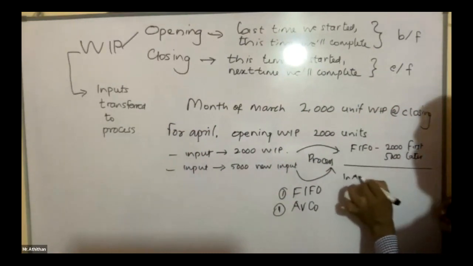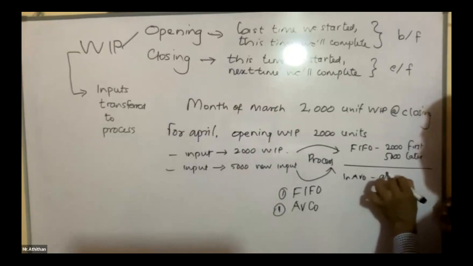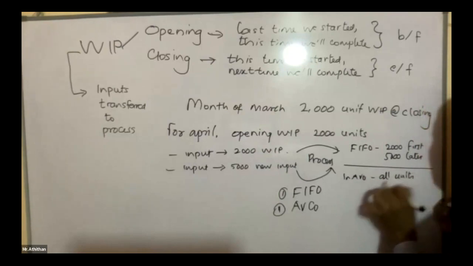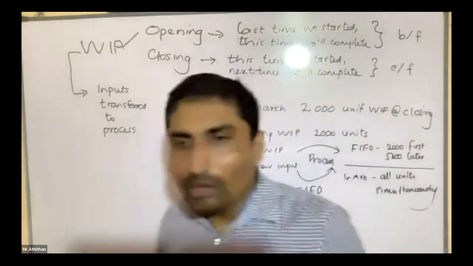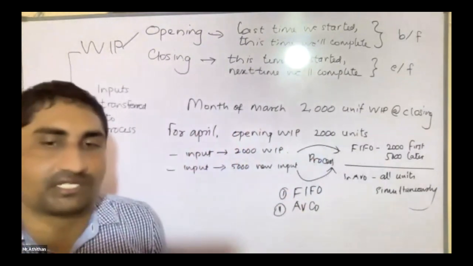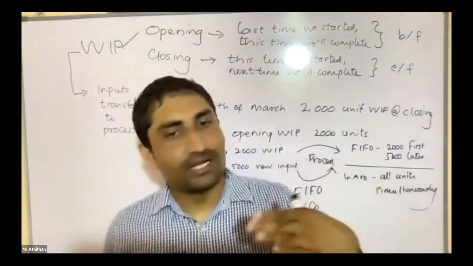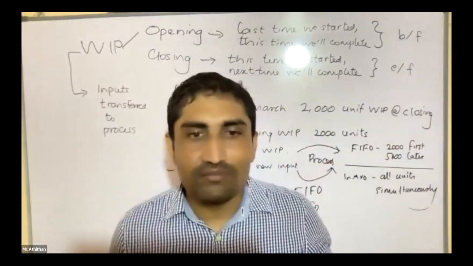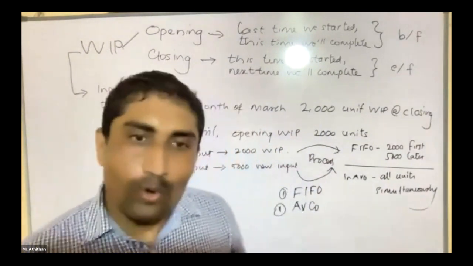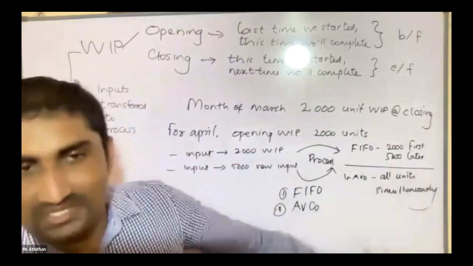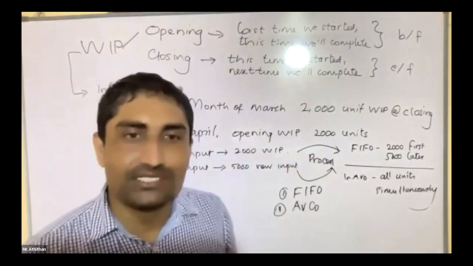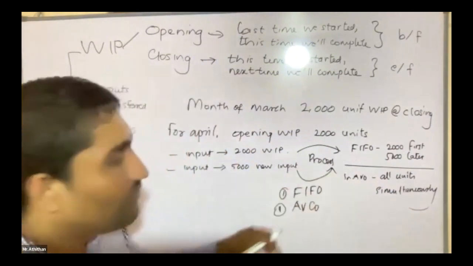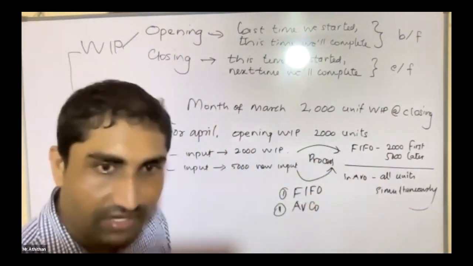In weighted average cost, all units are processed simultaneously. எது முதல்ல வந்தது, எது கடைசியா வந்தது, எதுவுமே யோசிக்காமல் நாங்க என்ன செய்ய போறோம், எல்லாத்தையும் ஒரே நேரத்தில் ப்ராசஸ் பண்ண போறோம். So we are going to process everything simultaneously. So the process methods has different approaches, FIFO and average weighted cost or weighted average cost.